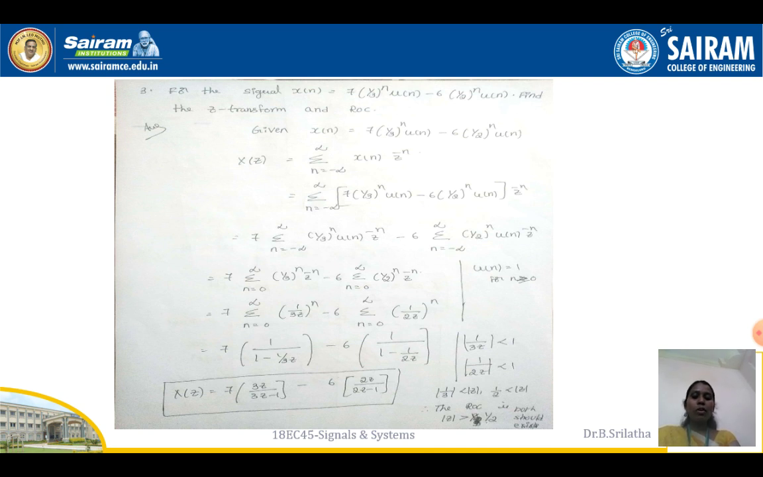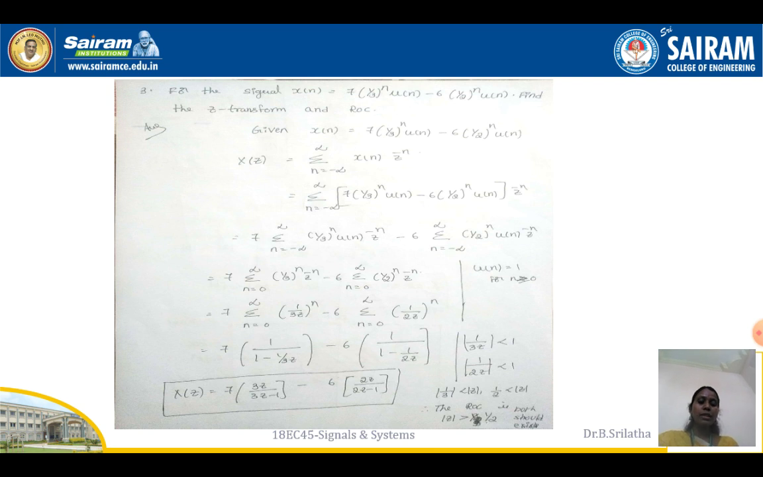Now we got X of z for the given signal, and we also have to find the region of convergence. How to find the region of convergence? From the limits. So we got two limits. What are the two limits? One is mod of 1 by 3z is less than 1, and the other is mod of 1 by 2z is less than 1. Now by cross multiplying, 1 by 3 is less than mod z, and the second one, 1 by 2 is less than mod z.